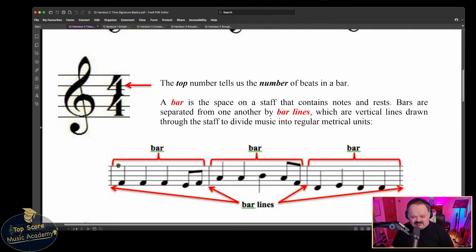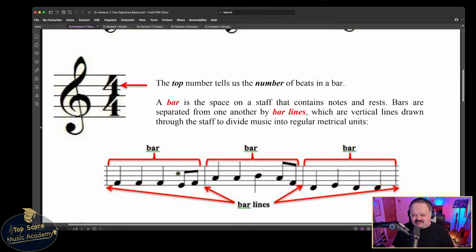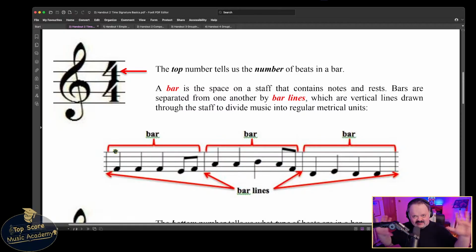A bar is the space on the staff, being the lines that you see going from left to right here. The staff, 5 lines and 4 spaces. So a bar separates that into regular sort of spaces. The bar is just the space on a staff that contains all your notes and rests in the music, really. Bars are separated from one another by bar lines. So you can see the bar lines here going top down, which are vertical lines drawn through the staff to divide the music into regular metrical units. So you've got the bar is the space, and each bar is separated by a bar line.